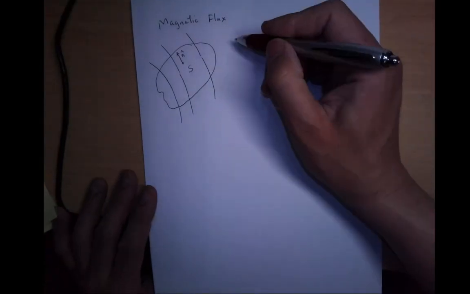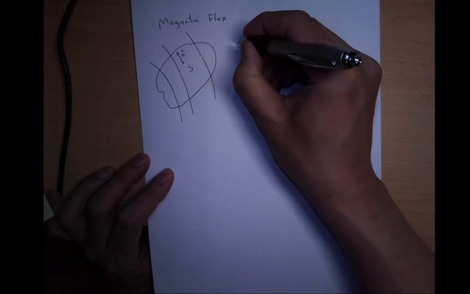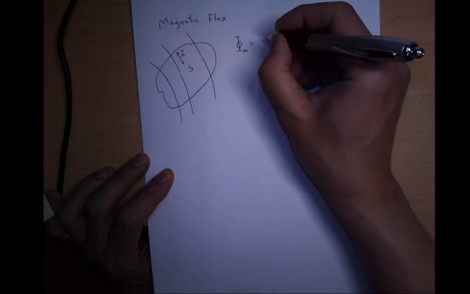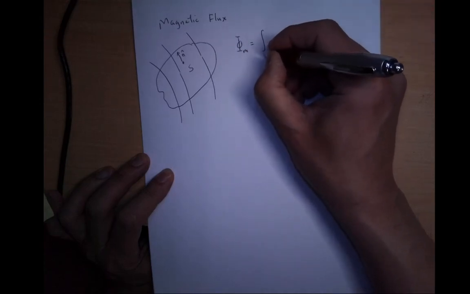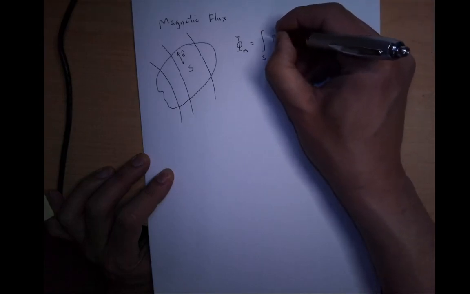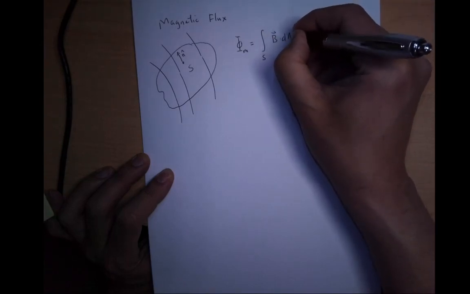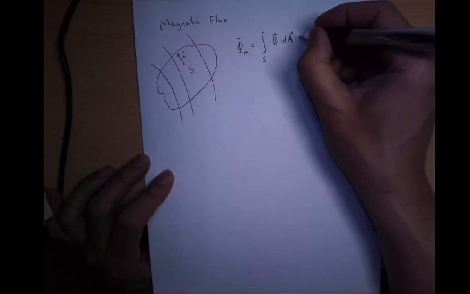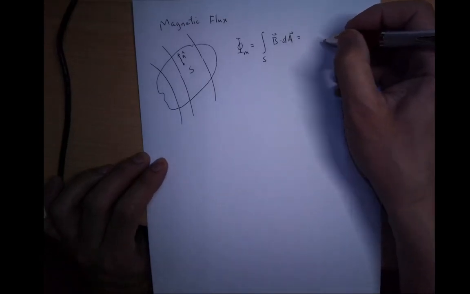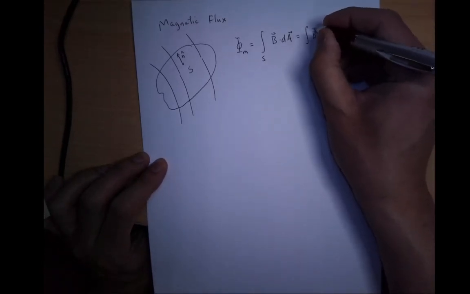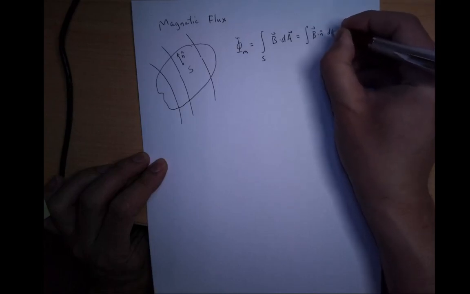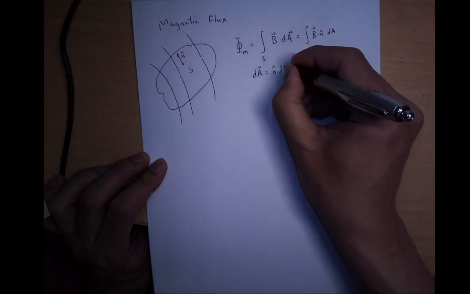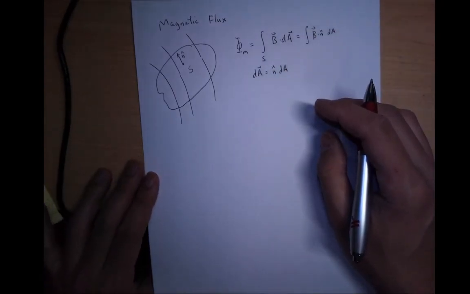Okay. All right. So to define my magnetic flux, phi sub m is equal to the integral over my surface S of B dot dA. Okay, where this area has a vector above it, and what that corresponds to is basically the integral of B dot n hat dA. Right, so dA vector is equal to n hat dA.